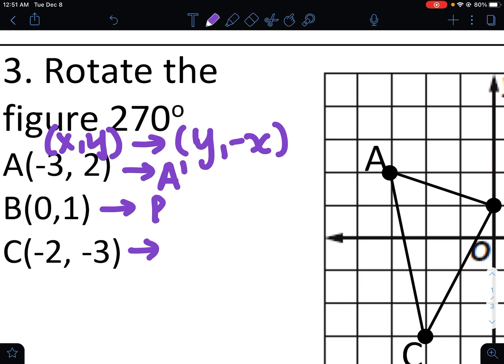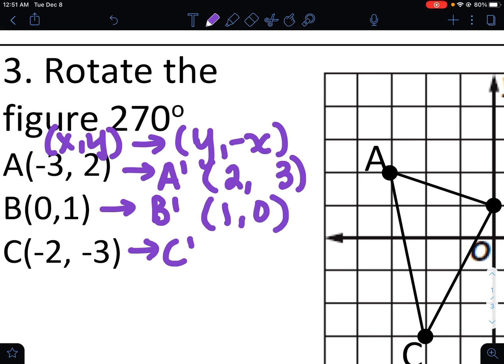So for A prime, B prime, and C prime, I'm just going to start by switching the places. So now the 2 is going to go first for A prime, and the -3 will go second. However, don't forget that the original x value now has to change. So since it was a -3, it's now going to be a +3. For B, we had 0, 1, so now we're going to have 1, 0. And 0 was the original x, but 0 has no positive or negative. It's just 0, so it's going to stay like that.